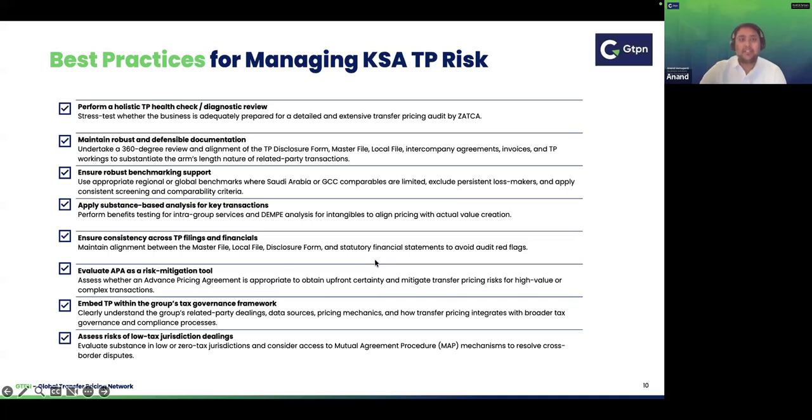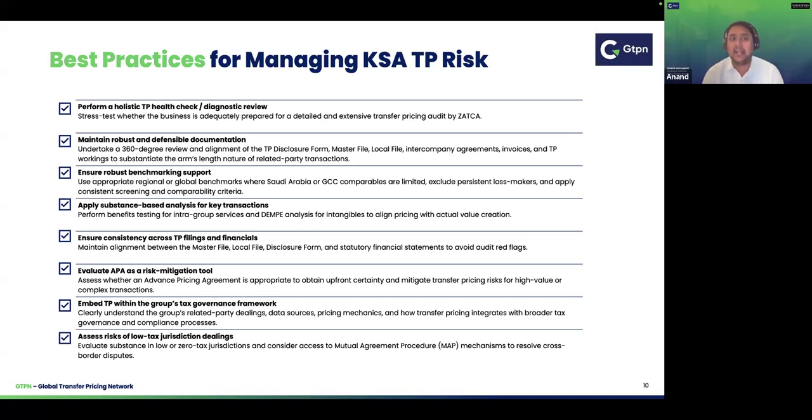So I'll quickly take a couple of minutes. Ultimately, today we have discussed the legal framework, audits, and the methods, the overall picture of what we have in KSA. It's really important for all the groups operating here to perform a holistic TP health check. It's a kind of diagnostic review to understand what's happening, because in the last 4 years, every 1 or 2 years, we have seen updates from ZATCA from a transfer pricing perspective. So are we aligned with the new updates? Is there something that needs to be done? Do we have the right information?